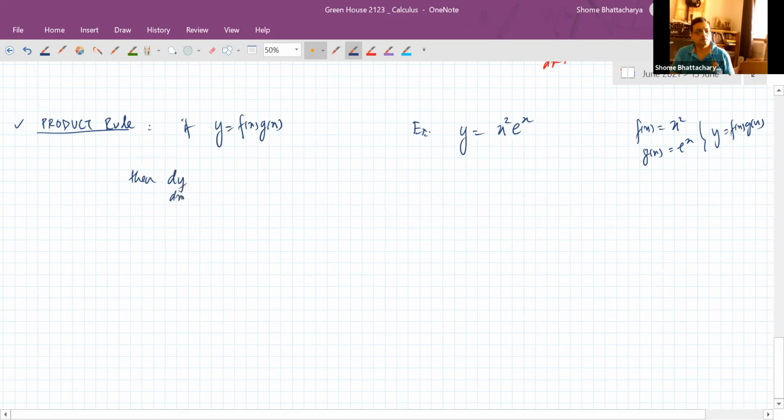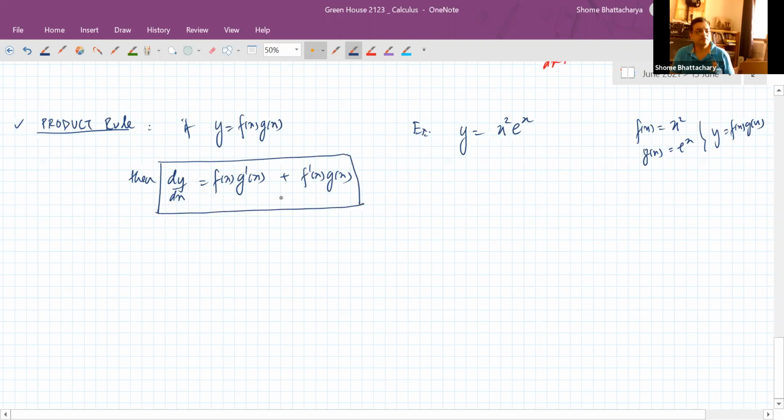It is the first function into differentiation of the second function, plus differentiation of the first function into the second function. And since there's a plus sign in between, we can write in any order. So we can write this as G into F prime plus F into G prime also, or like this. Here F prime X is nothing but differentiation of Fx, as you know, and G prime X is nothing but differentiation of Gx, as you know.